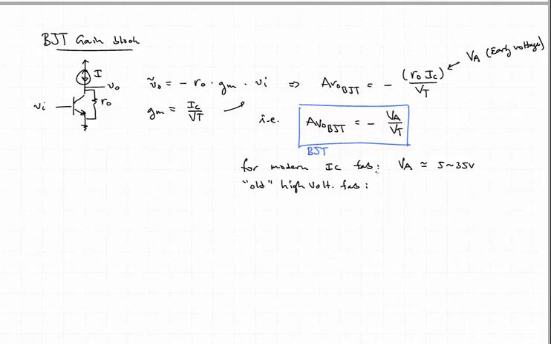There's still many uses for high voltage fabrication, both for integrated circuits as well as for discrete circuits. Here VA is in the range of 100 to 130 volts. And recall that the thermal voltage is equal to 25 millivolts, or 1/40th of a volt at room temp.